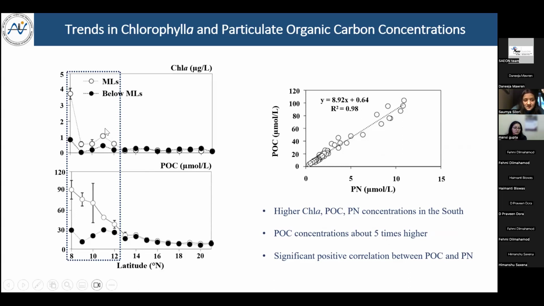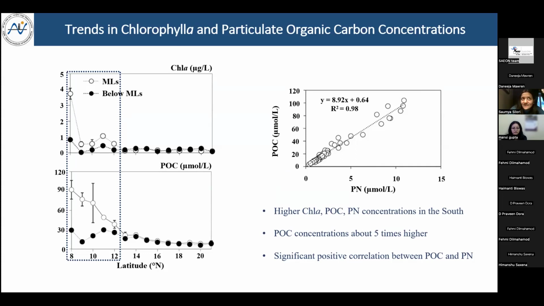But interestingly, we see that at the base of the mixed layers at the southern stations, there's also a significant decline in both the chlorophyll and the particulate organic carbon values. We'll get into why that happens in some time. Along with the particulate organic carbon, the particulate nitrogen also shows a very similar pattern, which you can understand from looking at the correlation between these two parameters, which seems to be quite excellent in the entire transect. This also points to a similar source for these two elements.